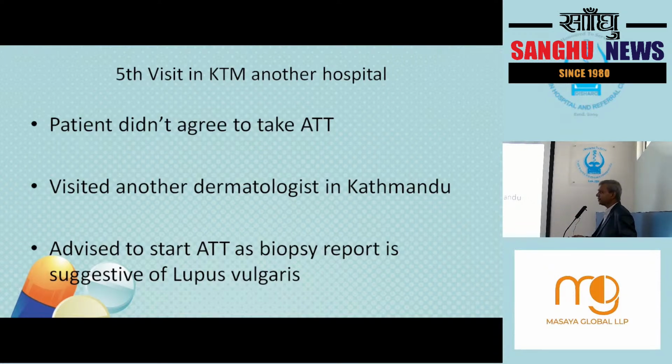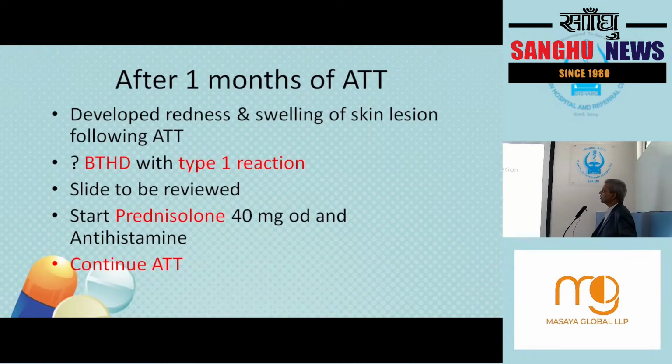The patient did not agree to take anti-tuberculosis treatment. So he visited another dermatologist in Kathmandu for a second opinion. The second dermatologist also saw the report and agreed that the biopsy picture matches lupus vulgaris. Then lastly the patient agreed to take the anti-TB treatment. He took the anti-TB treatment, but he was not getting better after 1 month.